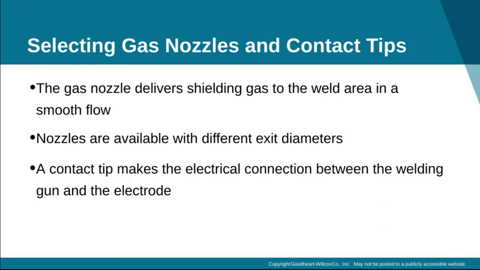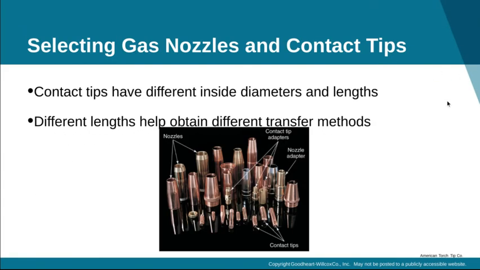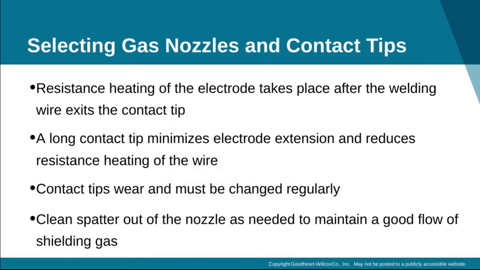The contact tip makes the electrical connection between the welding gun and the electrode. Contact tips have different inside diameters and lengths. Different lengths help obtain different transfer methods. Yeah, there's a lot that goes into the consumables of a welding gun. Resistance heating of the electrode takes place after the welding wire exits the contact tip. A large contact tip minimizes electrode extension and reduces resistance heating of the wire.